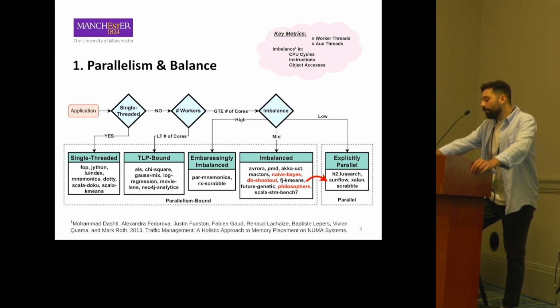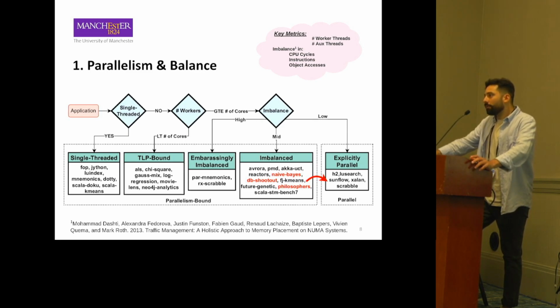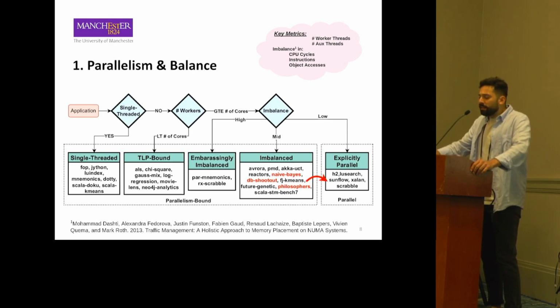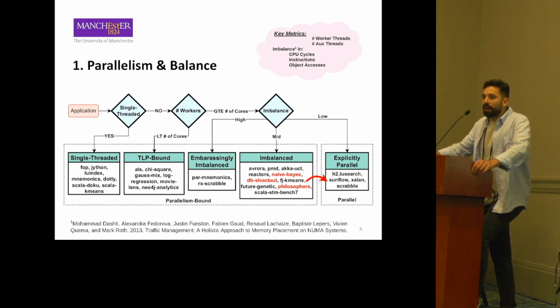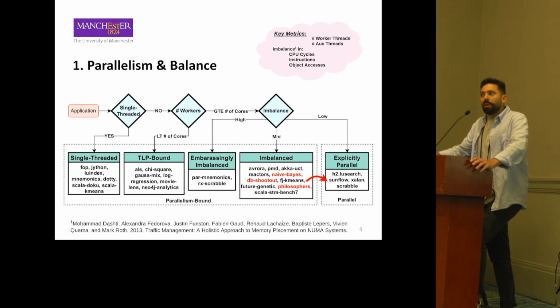So, using all those metrics, we characterize all the applications that we focus on, and we find 5 categories: the single-threaded, which is obvious, all the applications that use only one thread; the TLB-bound category, that we classify all applications that use fewer worker threads than the available CPU cores; the imbalanced applications, that are those applications which spawn a lot of threads, but actually the work is carried out only by 1 or 2 threads; the imbalanced applications that exhibit a lot of imbalance; and the explicitly parallel.